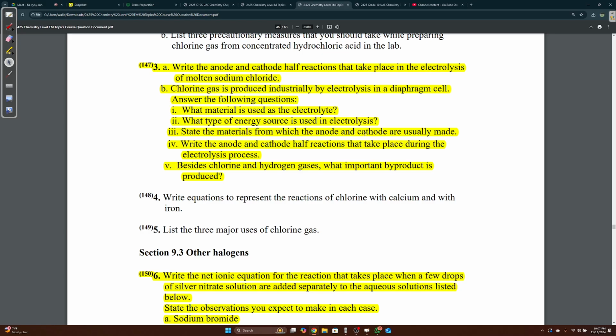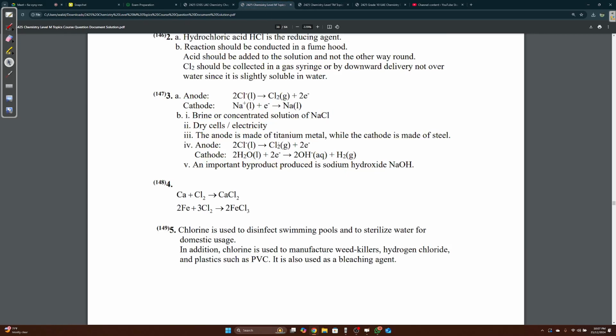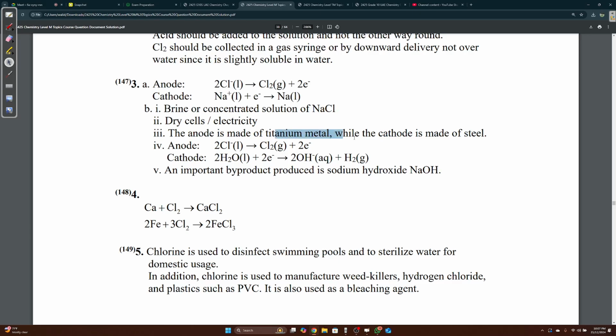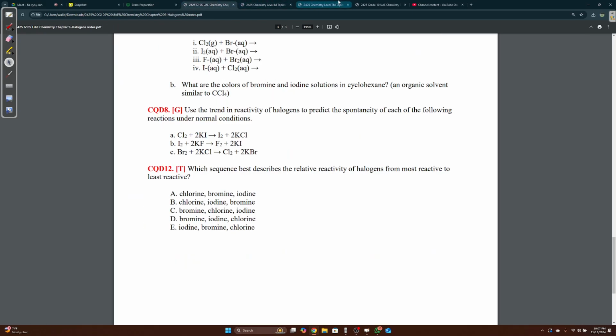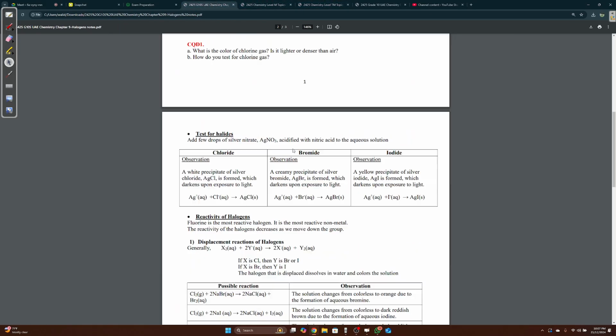State the materials from which the anode and cathode are usually made. The materials are usually inert, but here they want it to specifically be titanium for the anode and steel for the cathode. These, by the way, aren't in the chapter 7 notes.